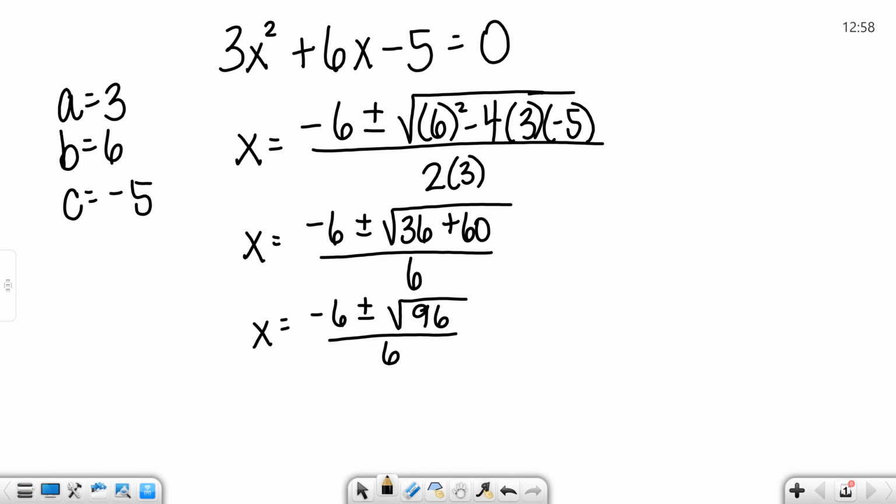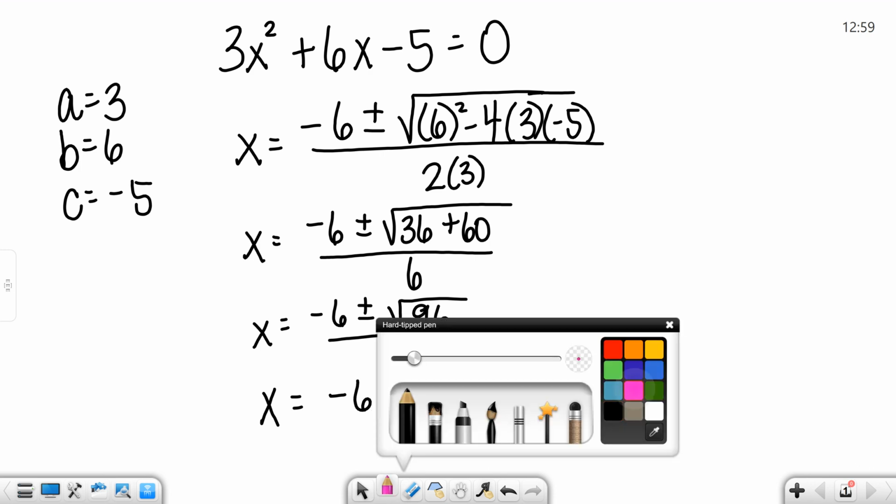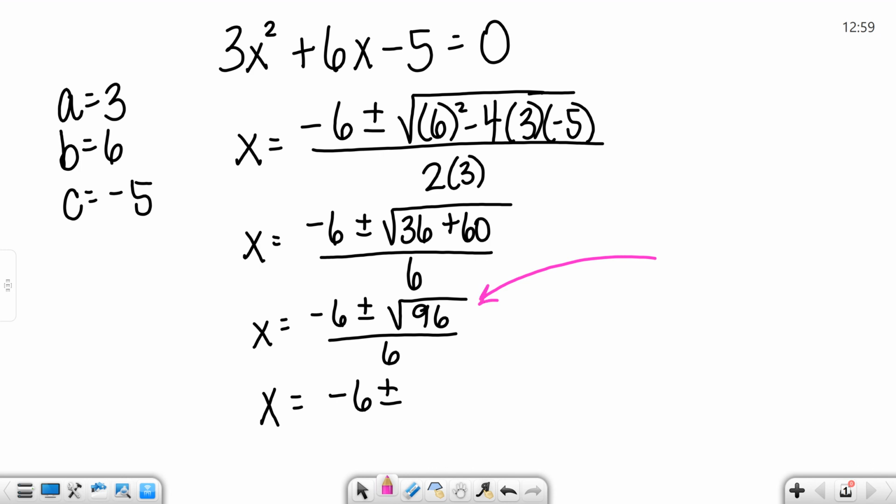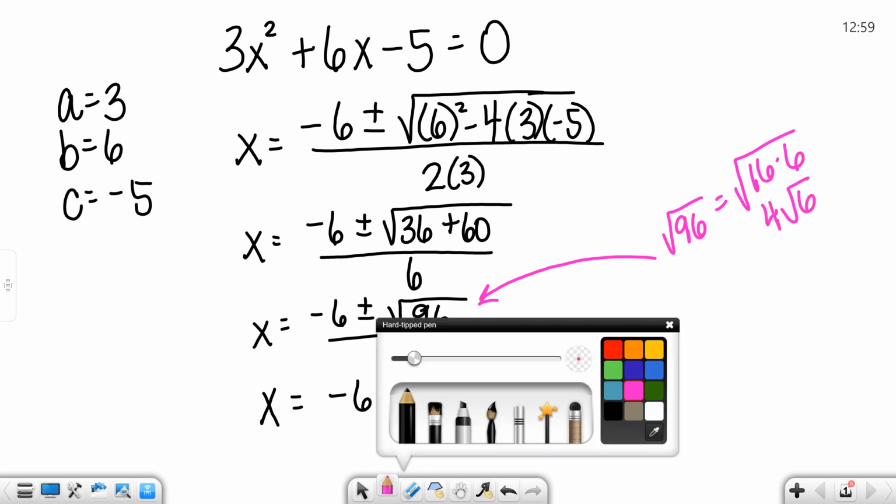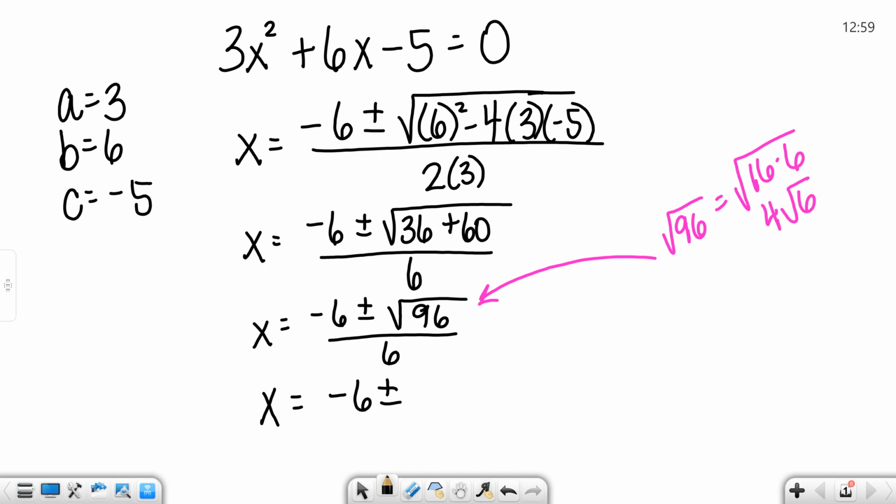Now the square root of 96 is not a perfect square, but I can simplify it. So I need to do that. Now I'm going to do it off to the side. Square root of 96, I can use 16 times 6, which is 4 times the square root of 6. So I'm going to use 4 times the square root of 6 right there. So I've simplified the radical.